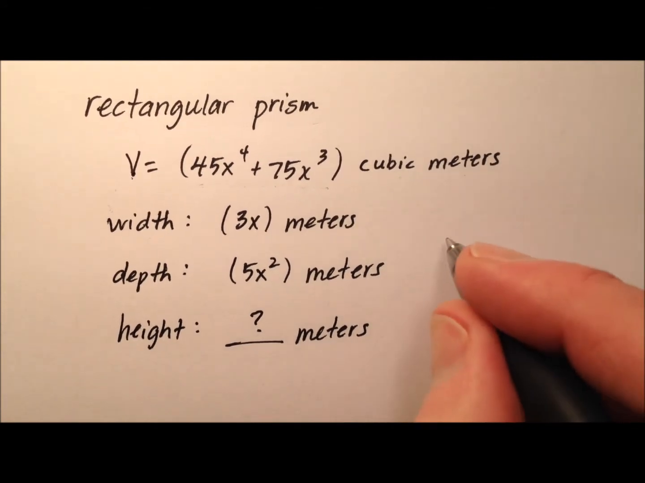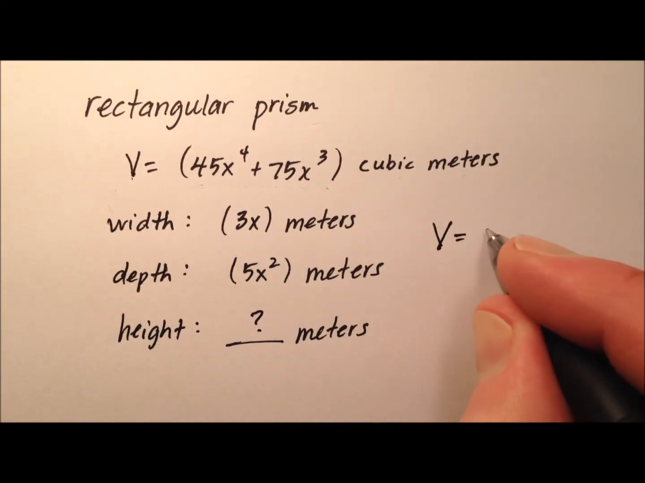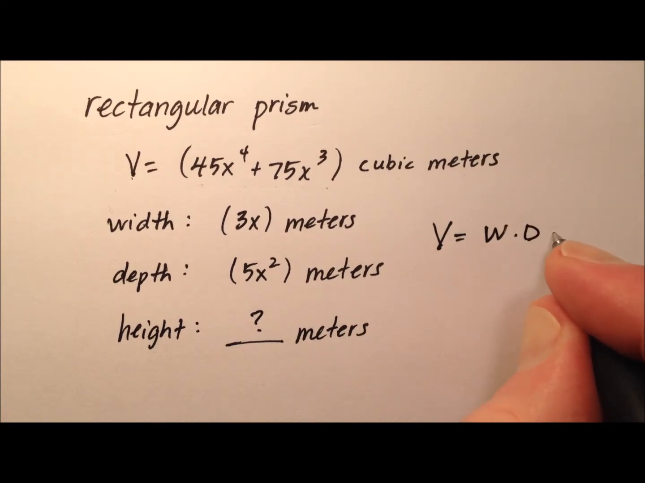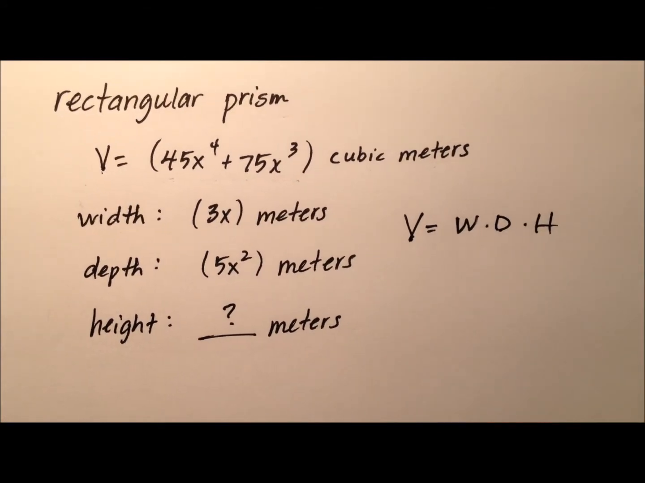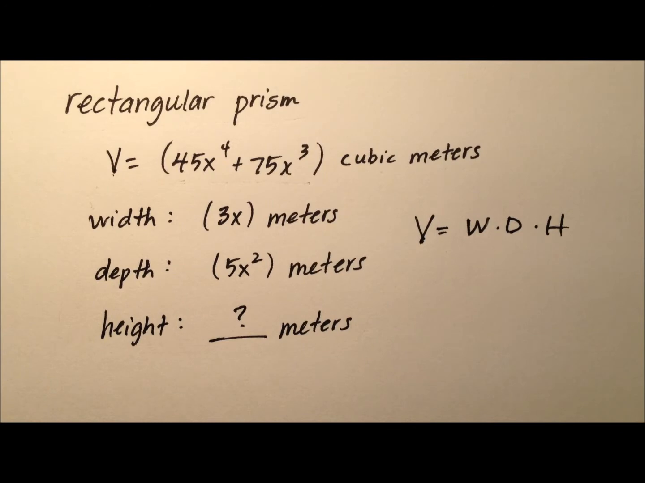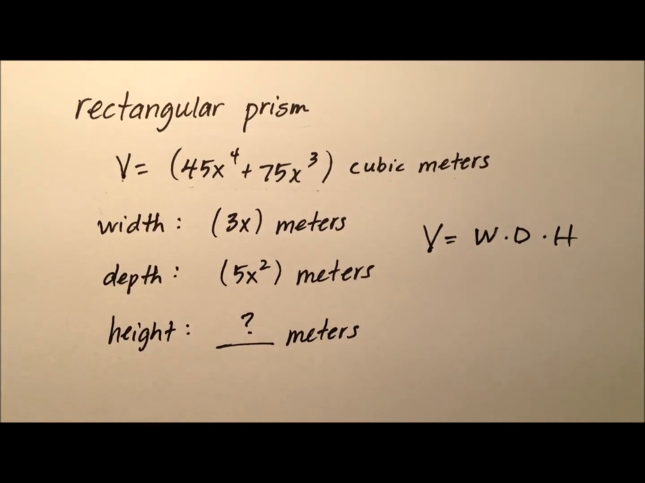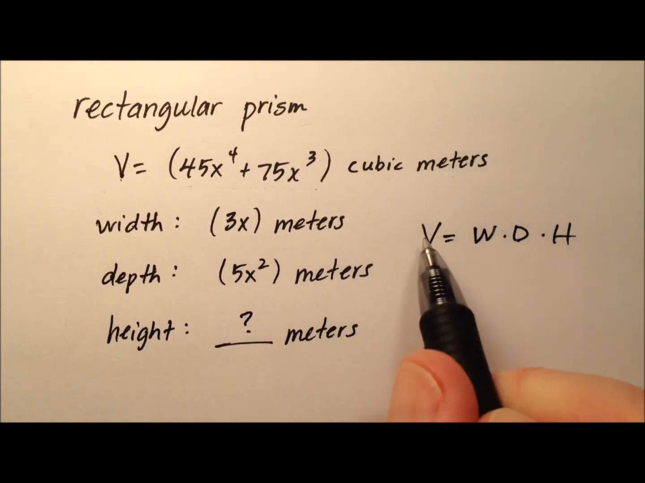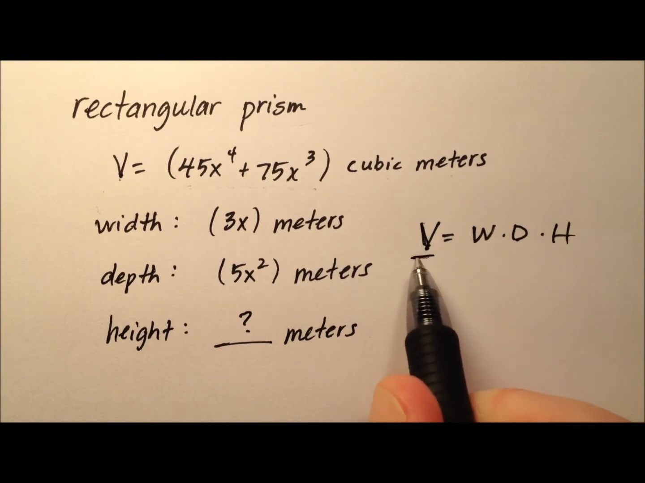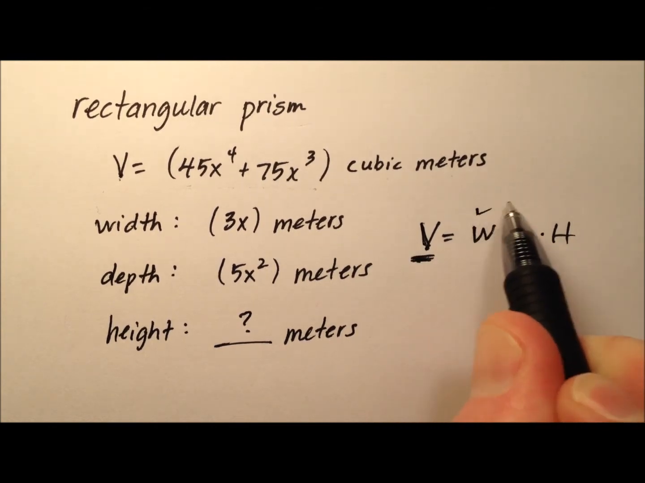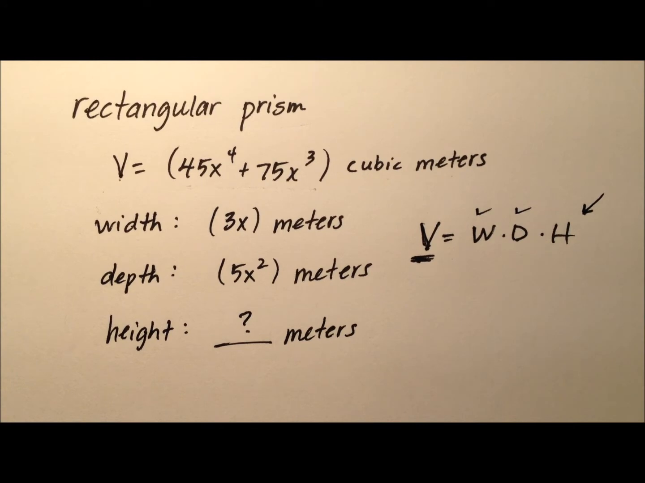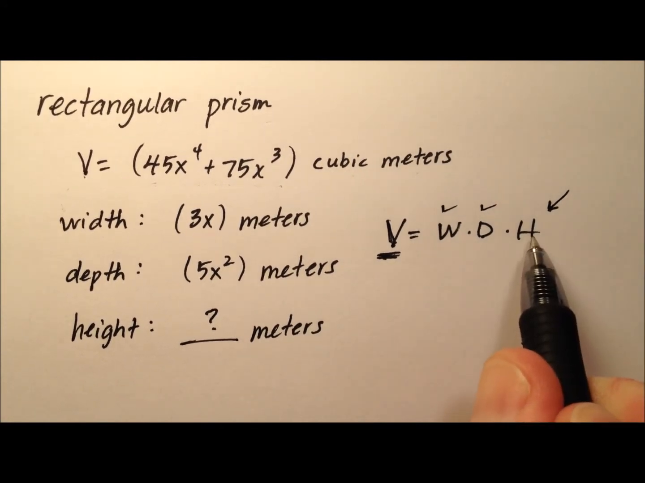So remember, the volume for any rectangular prism is the width times the depth times the height. Sometimes we use different words, length, width, depth, or whatever, but it's still the same three dimensions here. We're going to multiply them. So if we know the volume, and we know the width and the depth, and we're looking for the height, really we need to solve for h.